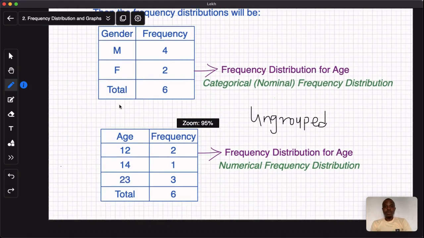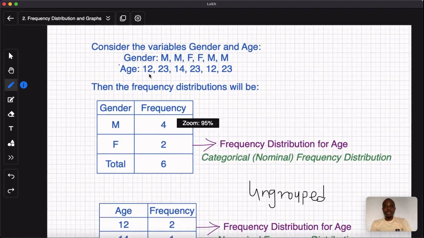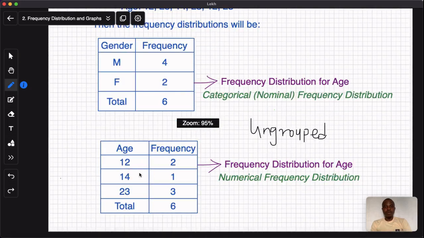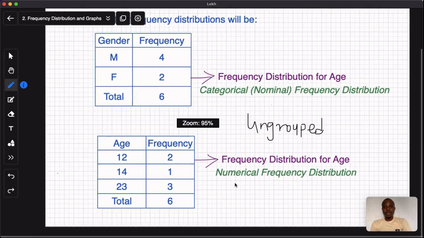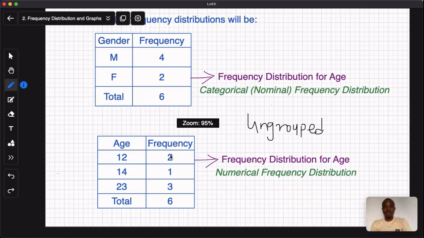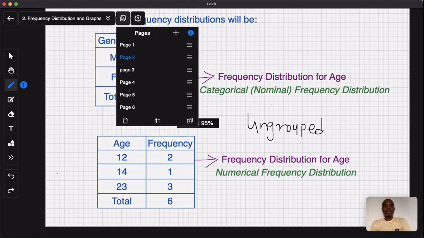All right, so coming to age. We can see that 12 appears 2 times, 14 appears once, and 23 appears 3 times. So each value and the number of times it appears. The number of times a value shows up for a particular variable is called its frequency. So the frequency distribution for age is what we are seeing here. It's a numerical frequency distribution because this has to do with numbers that you can arrange in ascending or descending order. All right, so we go on.